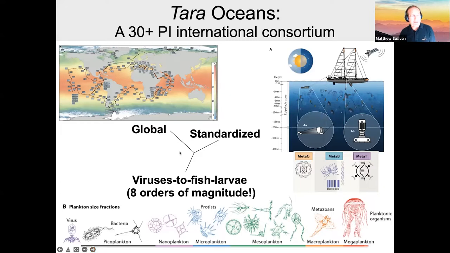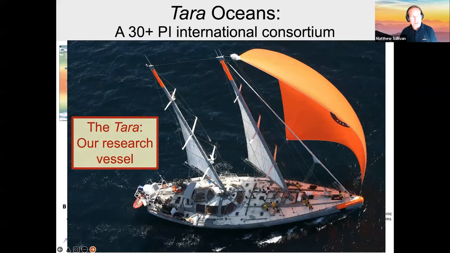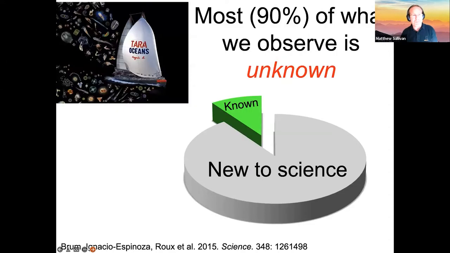PIs at this point. And the goal was to go out and get global sampling along the cruise track that you see here, using standardized approaches, combining metagenomics, metabarcoding, metatranscriptomics across many size fractions that cover 8 orders of magnitude from viruses to fish larvae. And all this happened on a sailboat. This is the Tara, the research vessel used for this. And so it required a lot of us to completely reimagine our sampling strategies to be able to go out and get samples that could be actually pulled off on a sailboat.